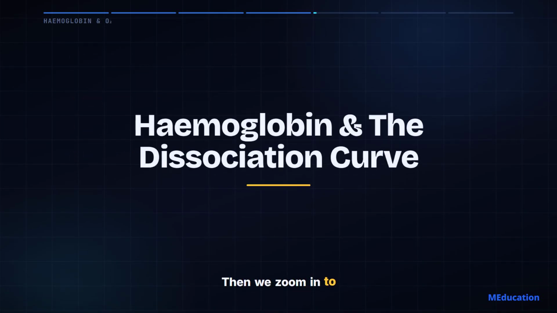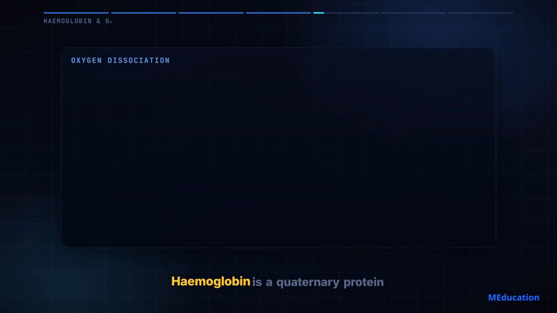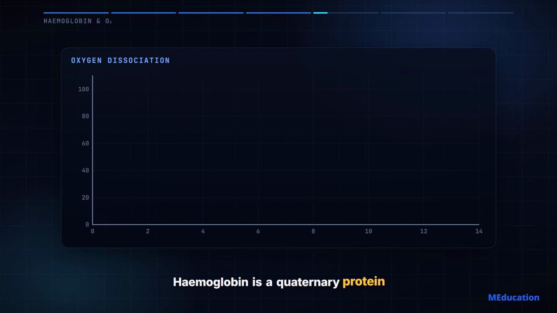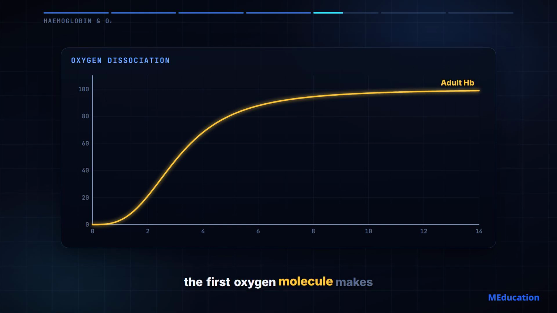Then we zoom in to the molecular level to look at oxygen transport. Hemoglobin is a quaternary protein that binds oxygen reversibly. Because it has 4 subunits, it exhibits cooperative binding. The first oxygen molecule makes it easier for the next to bind. This creates the famous S-shaped oxygen dissociation curve.